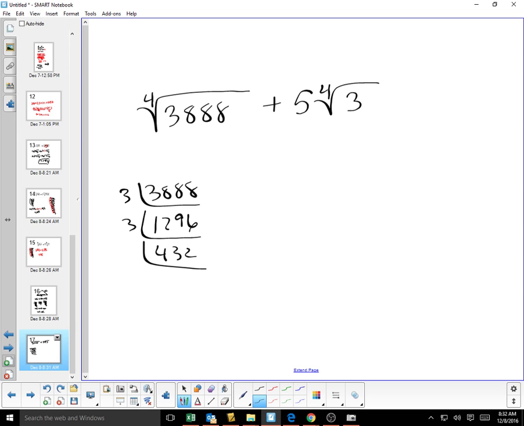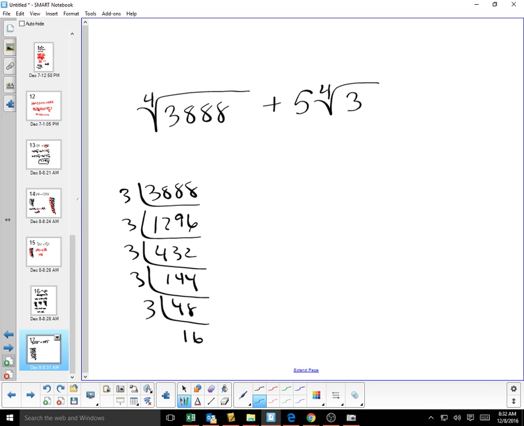Is that divisible by 3? Sure is. That's going to give me 144. Is that divisible by 3? Yes, it is, because that sum is 9, right? So divide by 3. That's going to give me 48. Can I divide 48 by 3? Yep, because that sum is 12. I'm going to get 16.